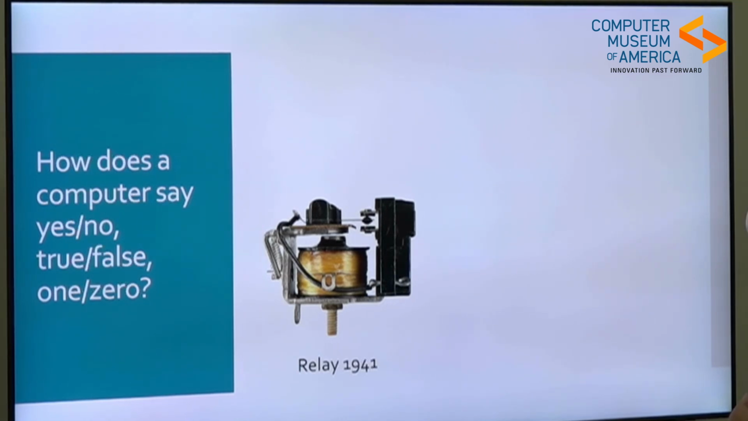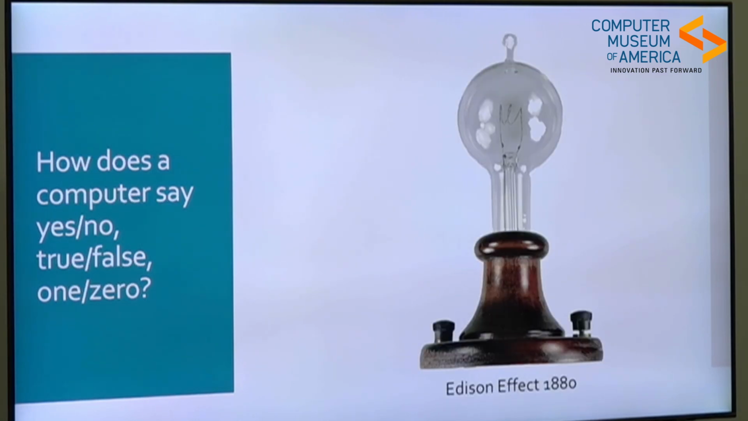Now, to go to the next generation, we have to go back in time to the Edison effect in 1880. Not only did Edison invent the light bulb, but he invented the first, I forgot the exact name of it, but it wound up being a diode. A diode allows electricity to pass in only one direction.